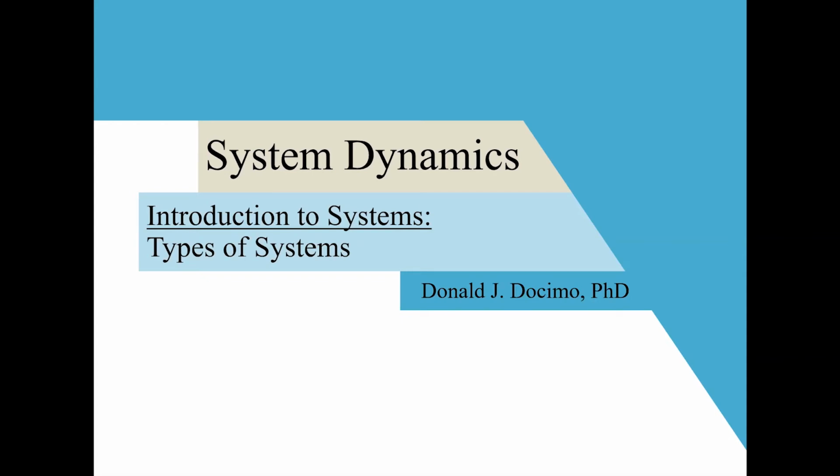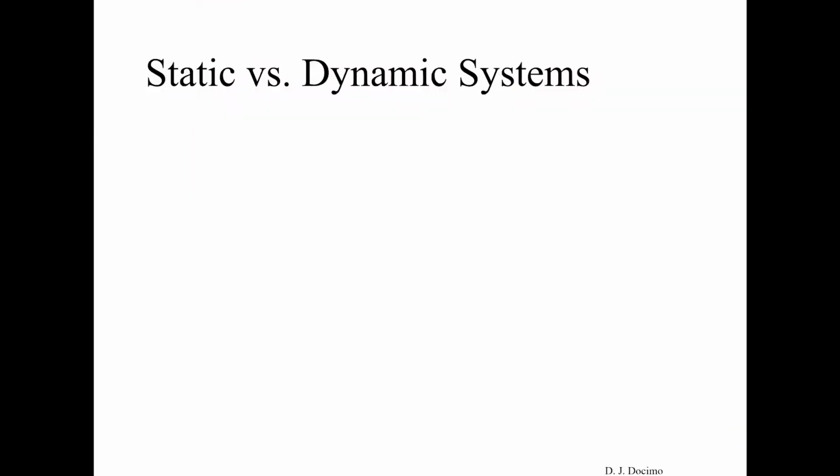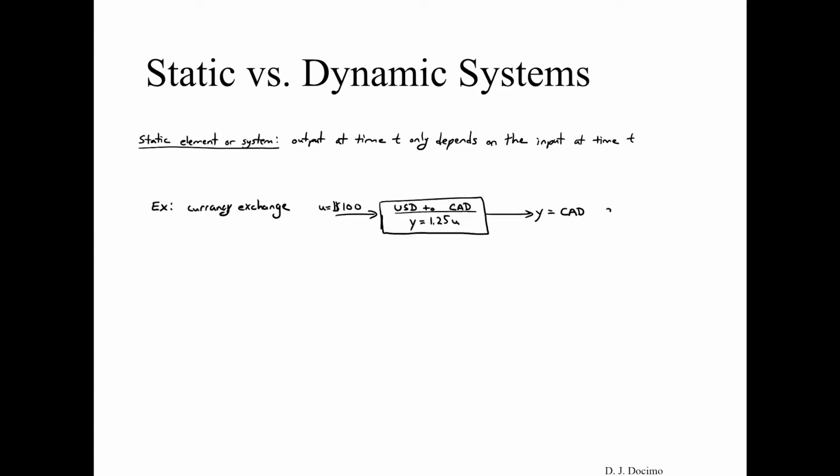Okay, this video is going to go over types of systems, and we have a few different categories for these. So the first type of systems that we're going to look at are static and dynamic systems. So a static element or a system, for those things, we have an output at time t that only depends on our input at time t.